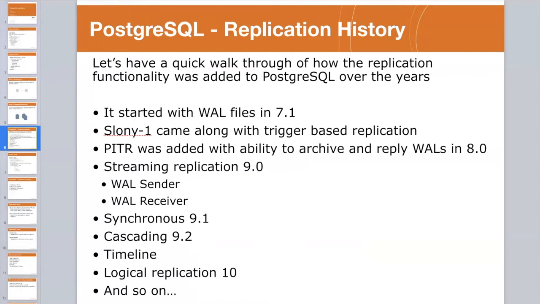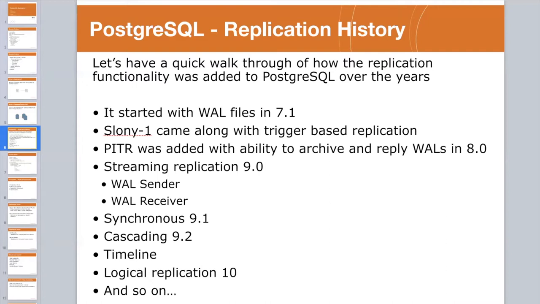This is just to give you guys an overview of how replication changed and improved over the years. And also, if you have worked with some older versions of Postgres, then you may know some of the differences. It all started with the addition of WAL files in Postgres 7.1. It could not be called a replication feature at that point, because it became the foundation for the replication later on. In 7.1, WALs could not be used for this purpose.